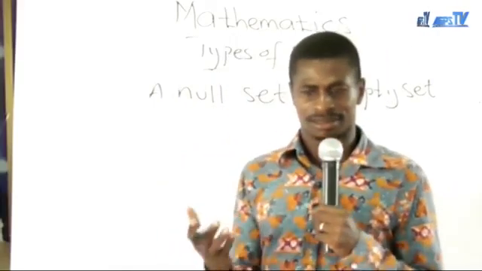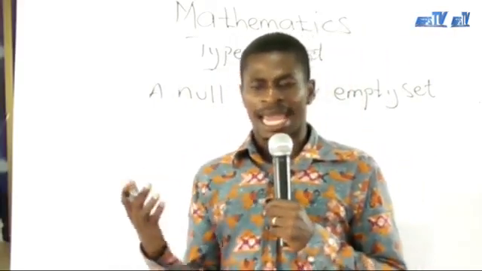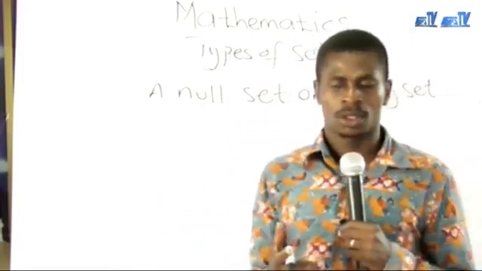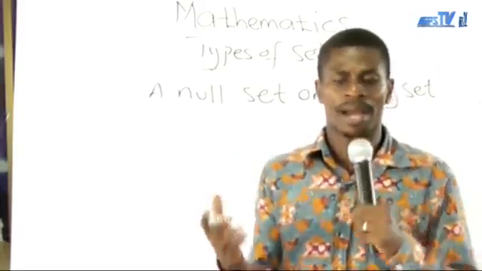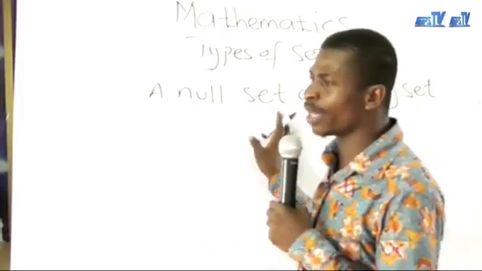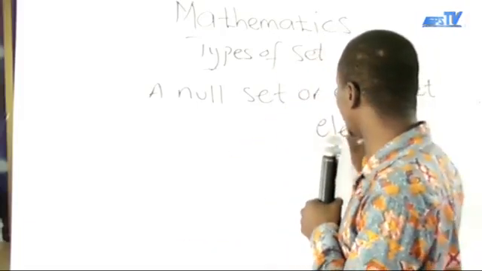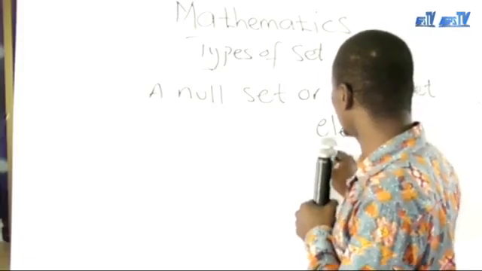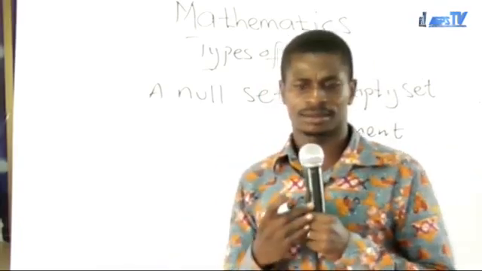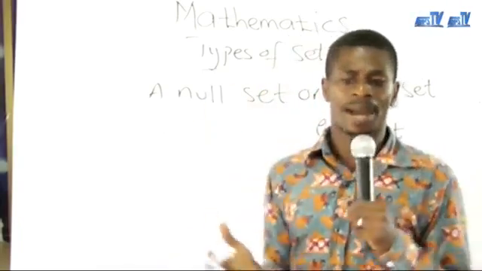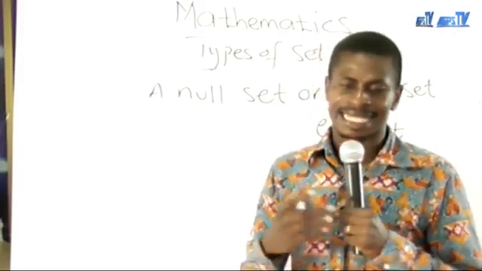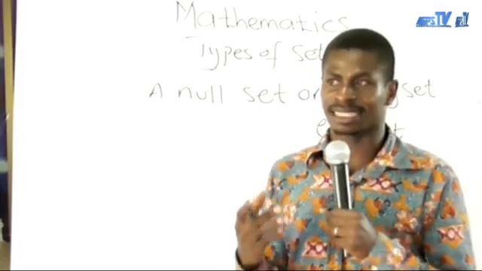what does it mean? When we say empty, it means something that contains no elements, no objects, no member. But in sets, when we are talking about members of sets, we are most likely to use the word elements, or you can simply call it members. And so when you have a set with no member, then we say that set is a null set or an empty set.